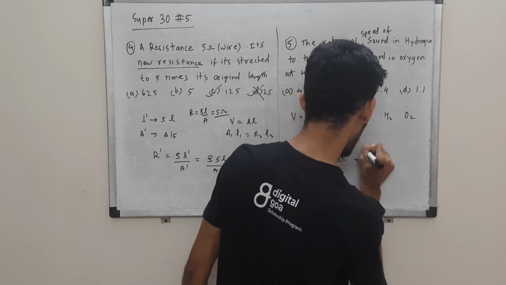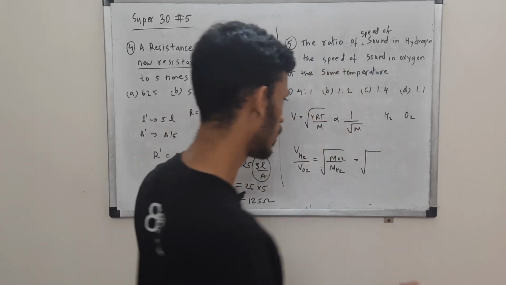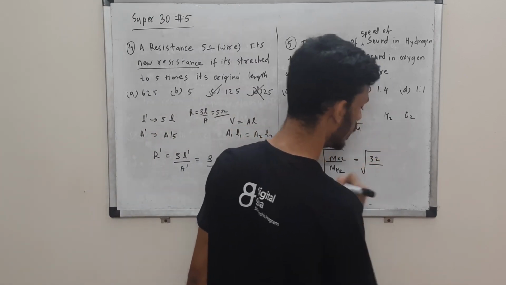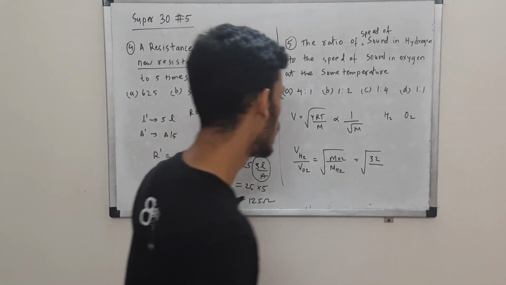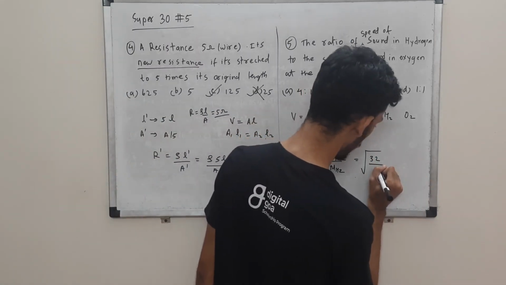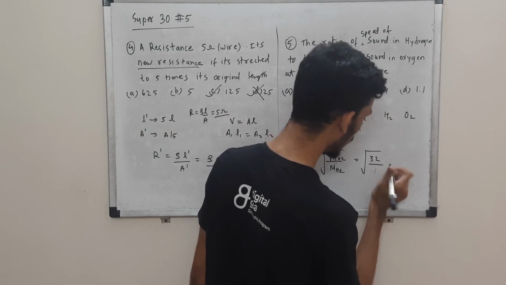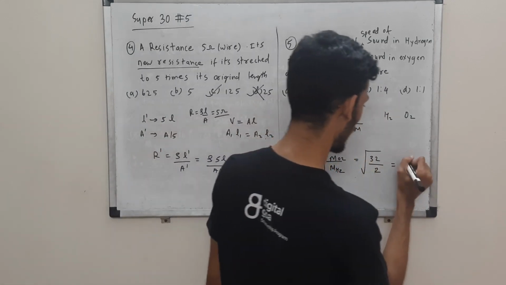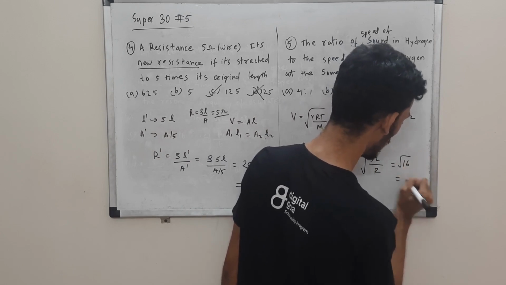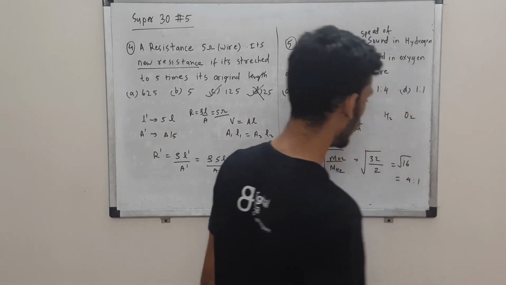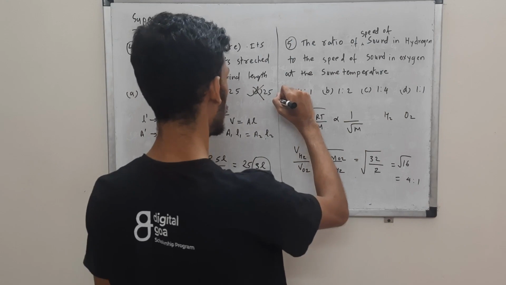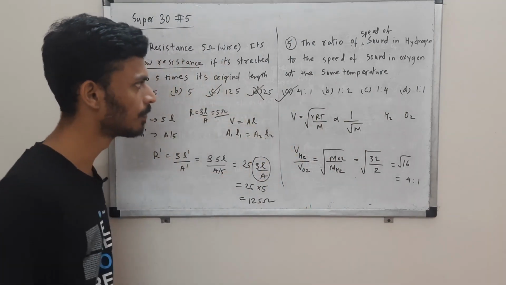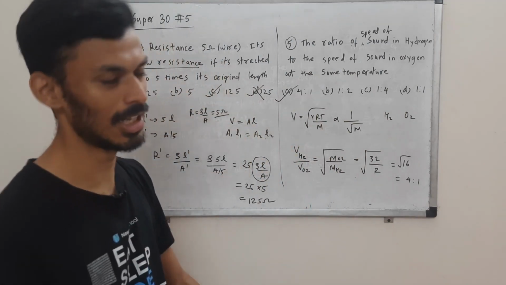Here the mass of oxygen, O2, is 32, right? One oxygen is 16, two is 32. And hydrogen it is 2, because one hydrogen is 1. So this is root of 16, and root of 16 is 4, right? So the ratio is 4:1, option A. So that was about this question. Let's move to the next one.